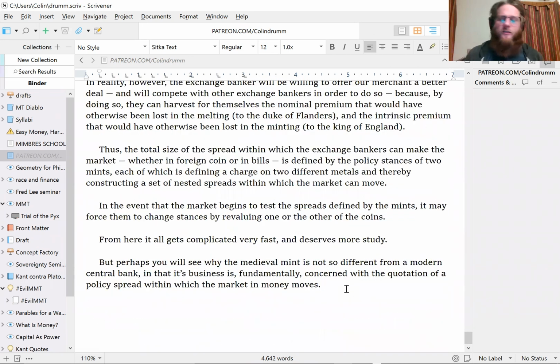Okay, that is my explanation of the mint policy and its relation to credit markets. I hope you find that interesting and stimulating.